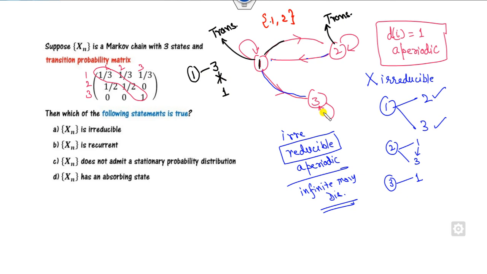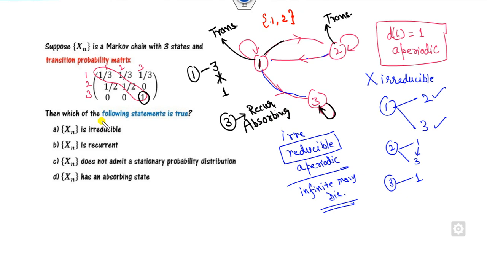Look at the 3. Is it possible to go from the 3 and come back to the 3? The only way is to go from 3 to here, and it is possible. So this is recurrent. And since the diagonal entry is 1, this is also called absorbing. Fine, this is the behavior of this Markov chain.